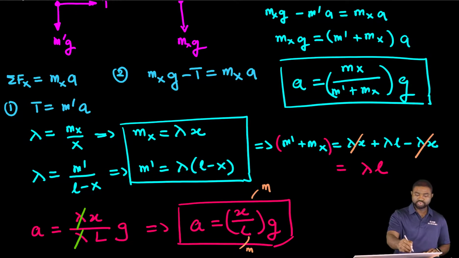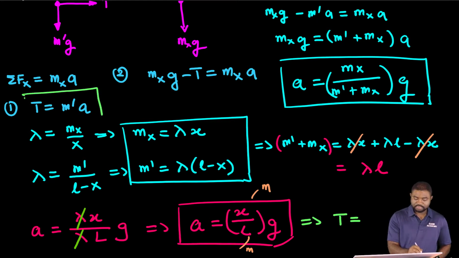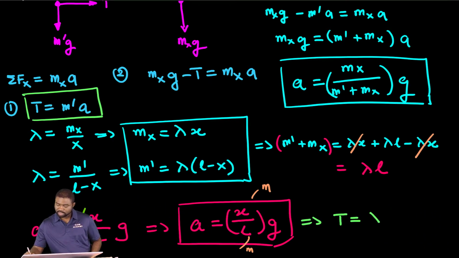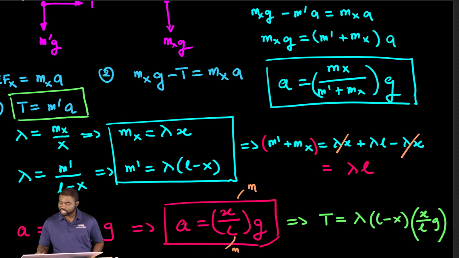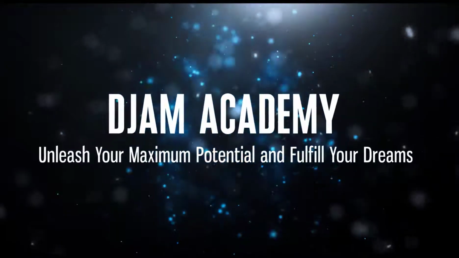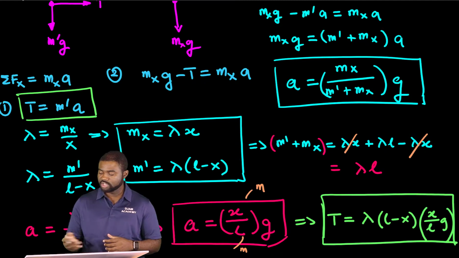And if this is true, this would mean that the tension in the string, which is just equal to M prime a, will be equal to lambda bracket L minus x multiplied by a, which is x over L g. So right here, we have the tension in the string. We can simplify this, or we can leave it the way it is.